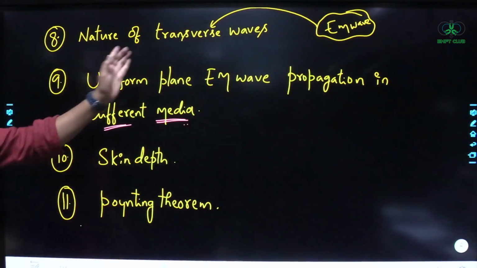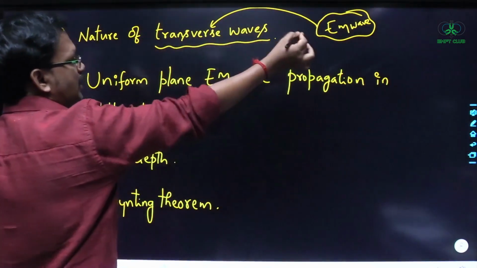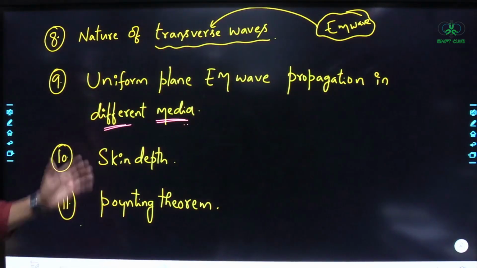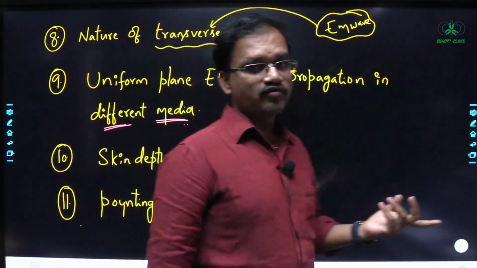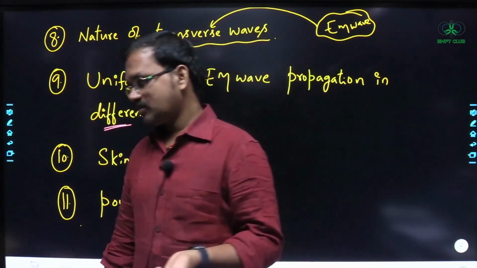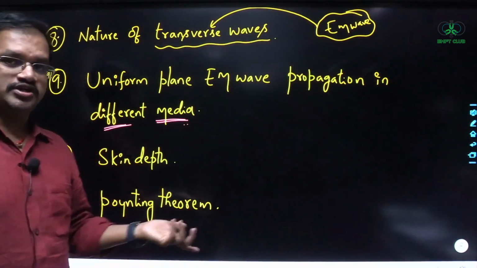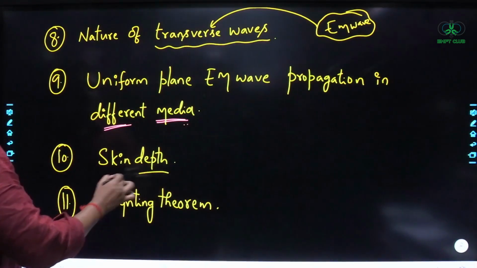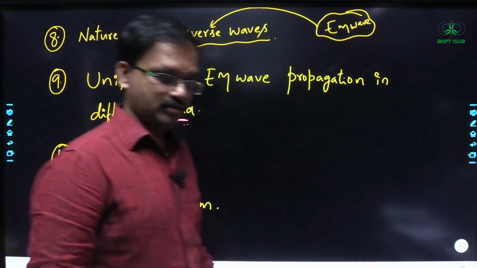So next, nature of transverse waves. Why we have to study transverse waves? Because our electromagnetic wave is nothing but a transverse wave. Next, ninth one, we are going to study the wave propagation in different types of medium. As we change the medium, how the propagation characteristics of the waves change, that's what we are going to study here mainly. Next, 10th topic is skin depth, and then 11th topic is Poynting theorem, right?